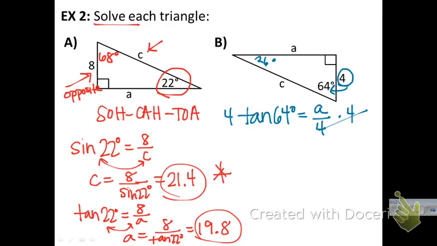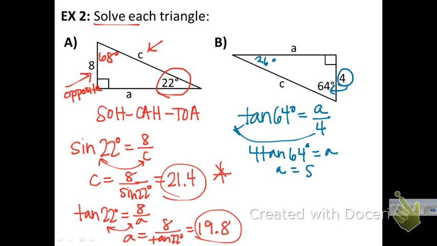And I always tell my kids if the number's on the bottom, then we just move it to the front. So you get 4 tangent 64, which is the same idea as what I just did there by multiplying by 4. From here, we find out that a is equal to 8.2.